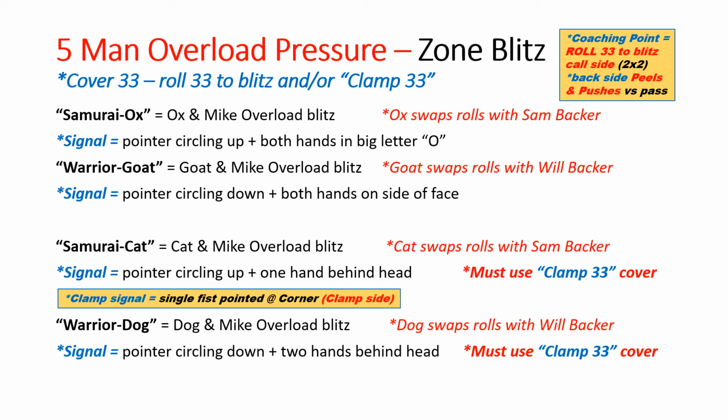Our 5-man overload pressure zone blitzes, we can do a combination here where we just replace one of the linebackers with a secondary player. Here's a samurai ox, where we'll just have the safety coming. We can go warrior goat, or we'll go weak side with the overload, or bring the backside safety to the goat. We can go samurai cat and warrior dog again, automatic clamp, cover 33 when we bring the corners.